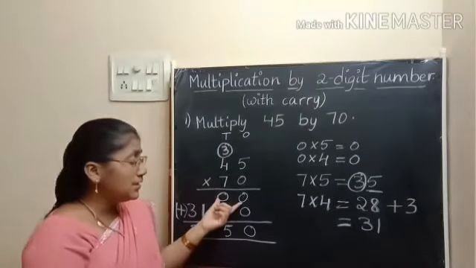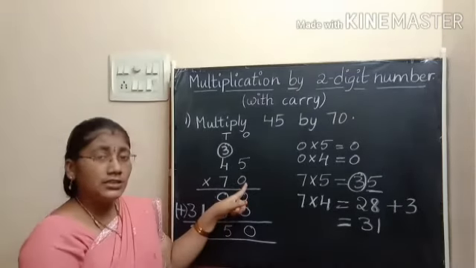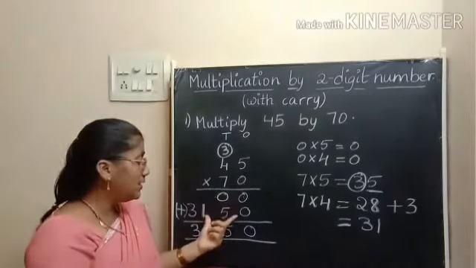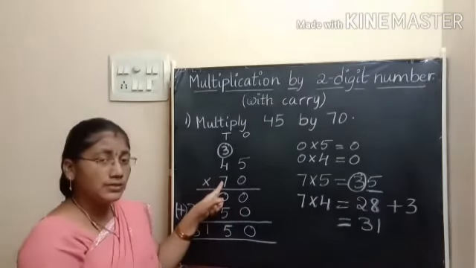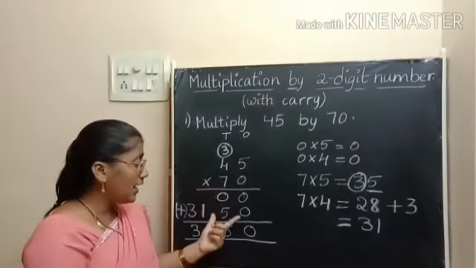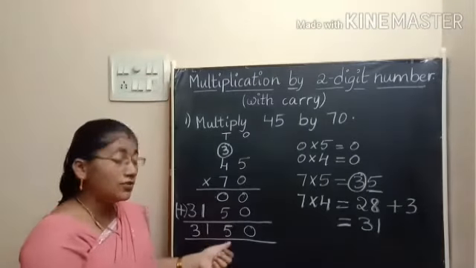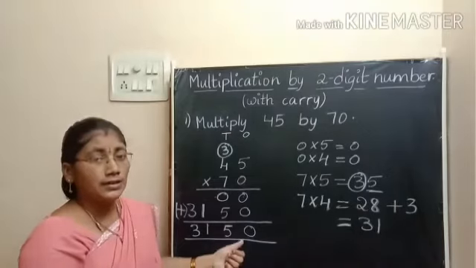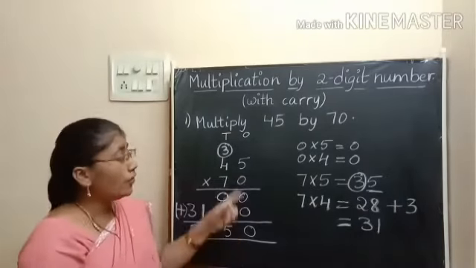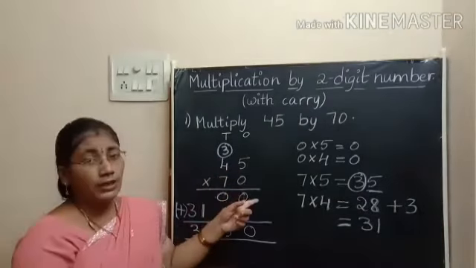Actually, this is the result of the digit in ones place, and this is the result of the digit in tens place. To get the final result, we are adding these 2 lines. By adding these 2 lines, we get 3150. This is the final result. So, this is called the product of 45 and 70.